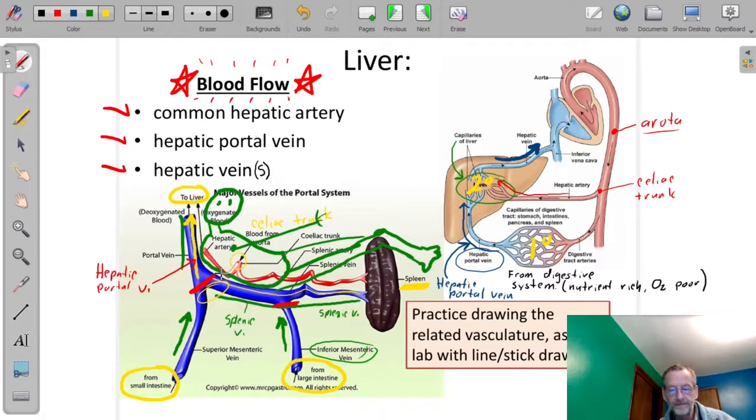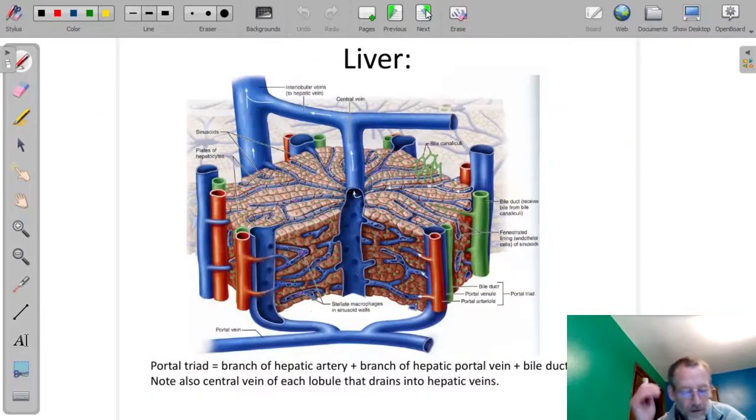Okay, let's move on. Practice that. Draw it, sketch it, label it. And then look at other diagrams and find those arteries and veins. We'll practice that in a little bit. But first, let's take a look at sort of a functional unit of the liver.